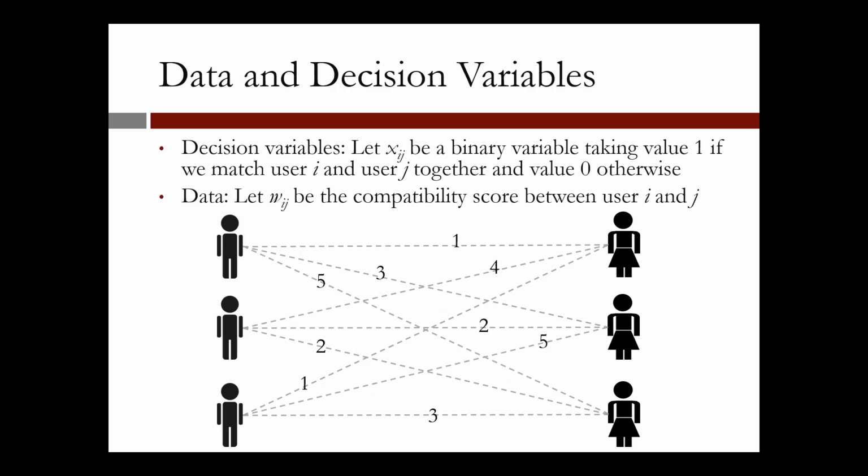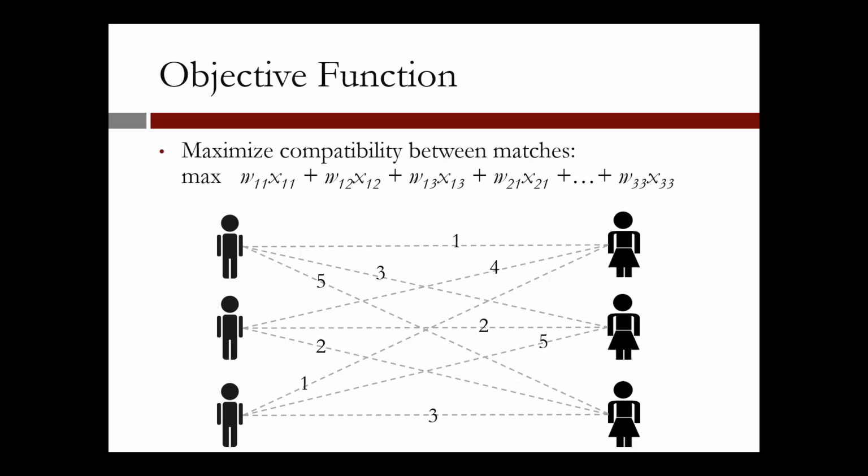Let us now formulate this matching problem in the language of integer optimization. We denote the data for the matching problem as W subscript ij. These numbers represent the compatibility score between user i and user j. In the example shown in the figure, W subscript 13 is 5. We first define decision variables x_ij. These are binary variables taking value 1 if we match user i and user j together, and value 0 otherwise.